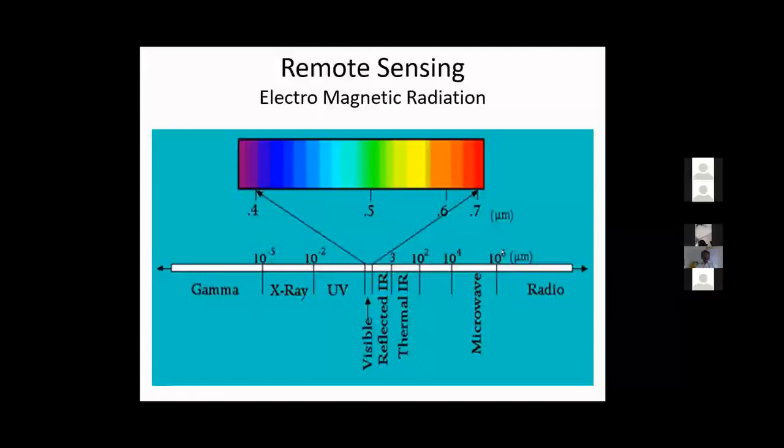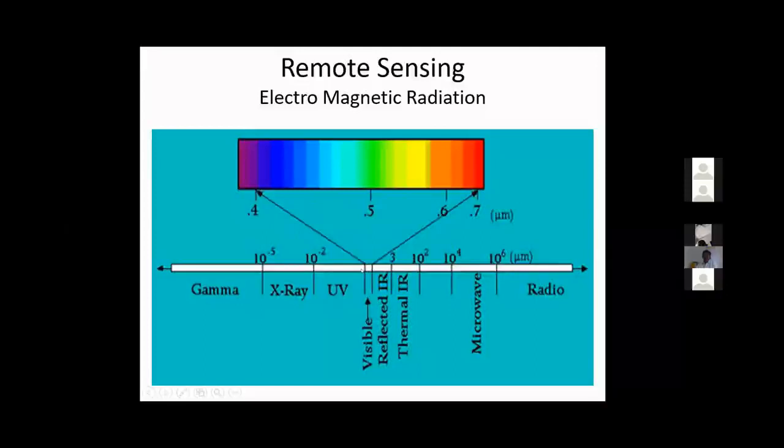So EMR has so many regions, and mostly in the remote sensing, we are using the visible spectrum, 0.4 to 0.7 micrometer in the visible spectrum. And you may recollect the memory of the ERTS-1 or Landsat-1 when it was launched. They started the band like 4, 5, 6, and 7. It was not 1, 2, 3, 4. It was 4, 5, 6, and 7.